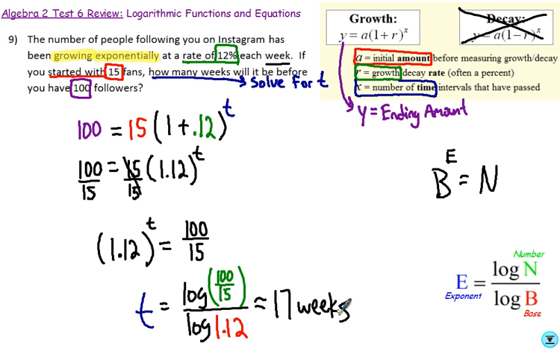What is 17 weeks to do what? Well, again, Instagram followers. You started with 15 people. We wanted to know how long it would be before you'd get 100. And we're making an assumption here that it's going to grow at this rate. Maybe you just get so big and popular it starts growing at 20%, 30%. So we're assuming it grows at a rate of 12%. In that case, for you to go from 15 to 100, it would take approximately 17 weeks. All right, so go ahead and stop now. Try number 9, and then we are almost done.